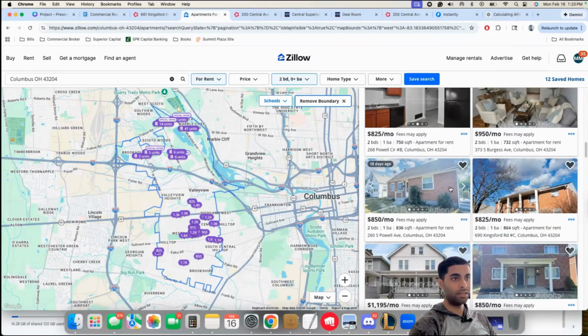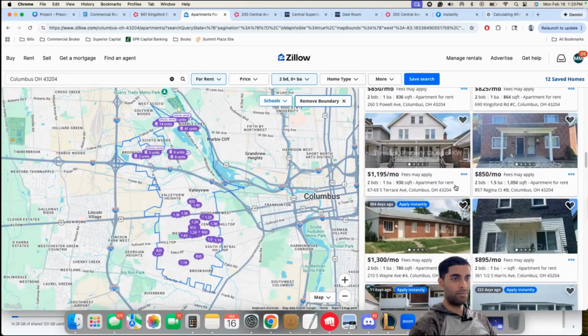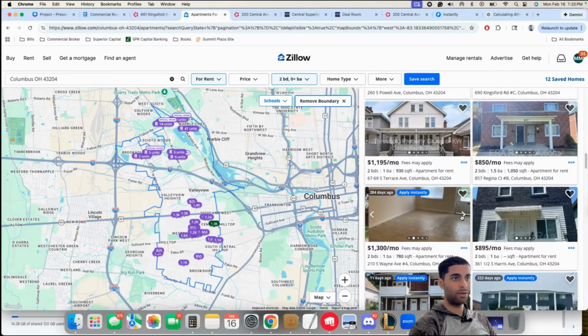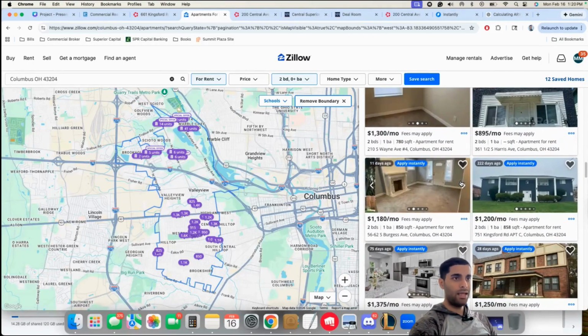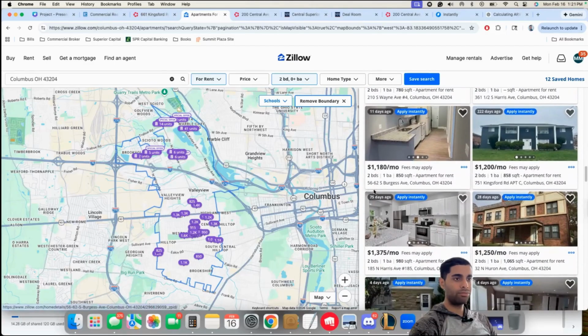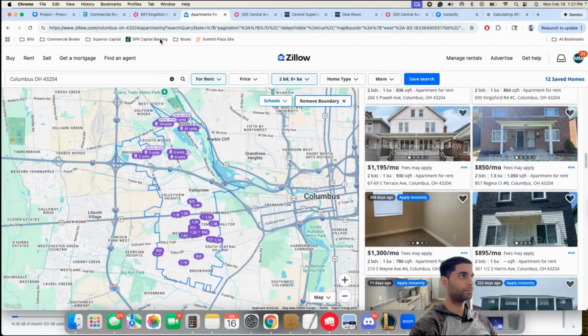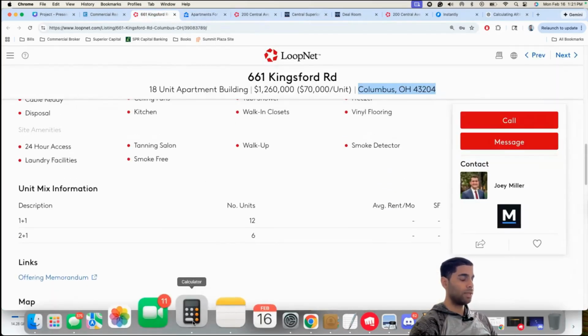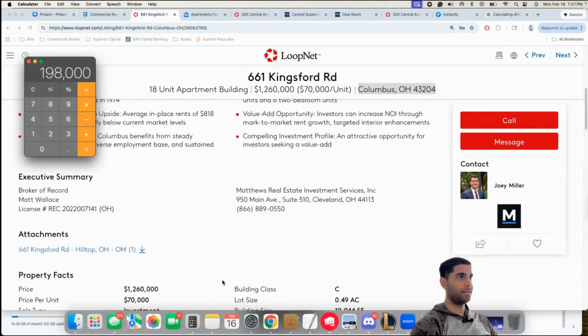Because I'm going to invest money in these, they're going to be pretty updated by the time I'm done. So I can compare it to more updated units, but I don't want to compare it to units that have a bunch of pools and gyms. 1180, 1200. So I feel pretty comfortable at the 1100 mark for these two bedrooms. We have 9,900 plus 1100 for six two bedrooms. That's 6,600. So that's my monthly gross potential rent. Times 12, my annual gross potential rent is 198,000.